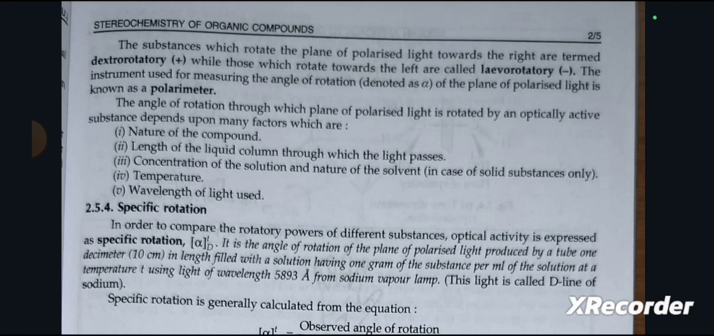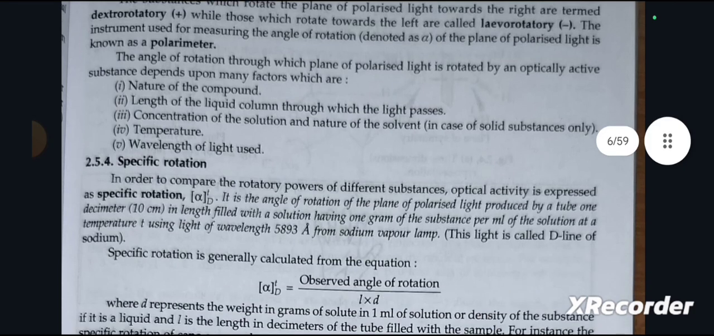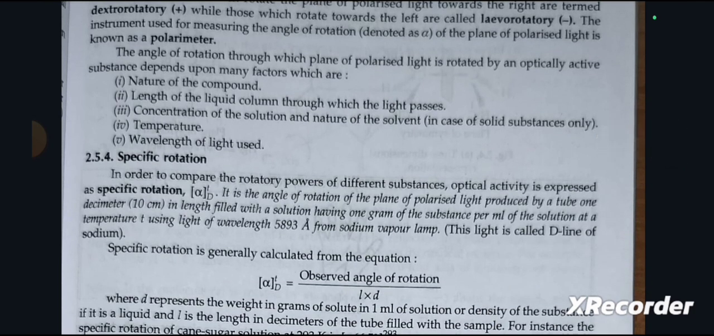The instrument used for measuring the angle of rotation, denoted as alpha, of the plane of polarized light is known as a polarimeter. The angle of rotation through which the plane of polarized light is rotated by an optically active substance depends upon many factors, which are: first, nature of the compound; second, length of the liquid column through which the light passes; third, concentration of the solution and nature of the solvent in case of solid substance only; fourth, temperature; fifth, wavelength of light used.